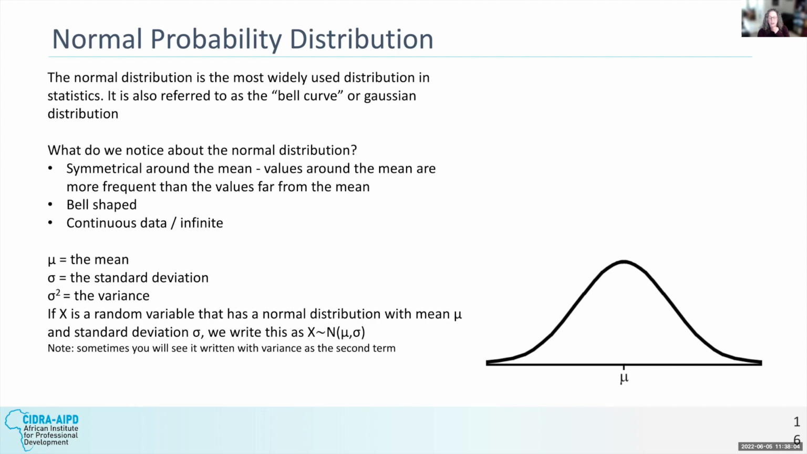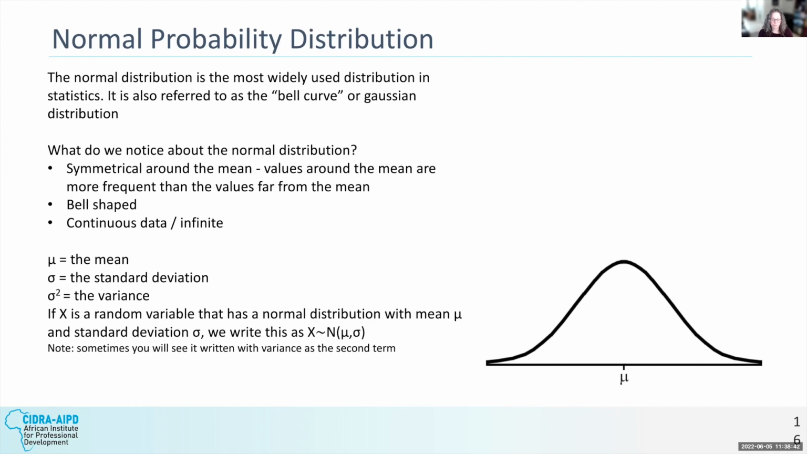And mu is one of the parameters. There's 2 parameters. Mu is the mean and also the median, because it's right here in the middle. And you would also have the standard deviation, sigma. And we can see mu here right in the middle, and the normal distribution is symmetrical around that center mean.